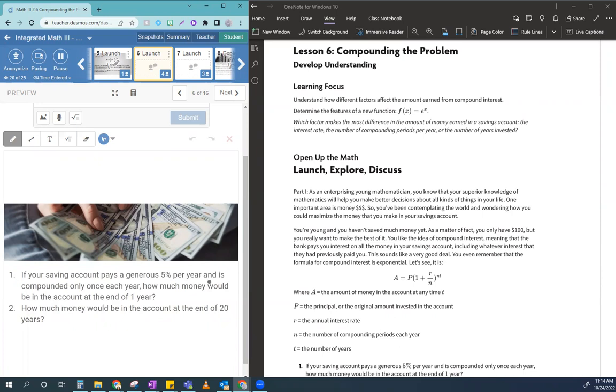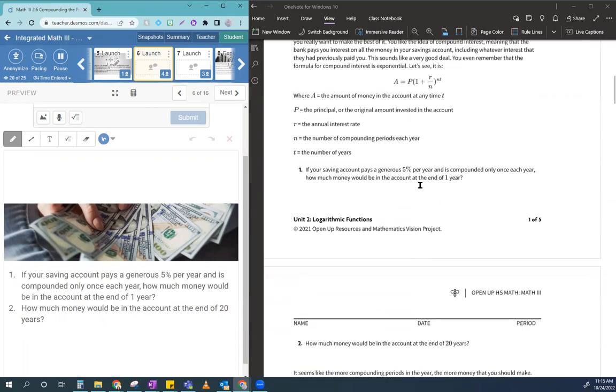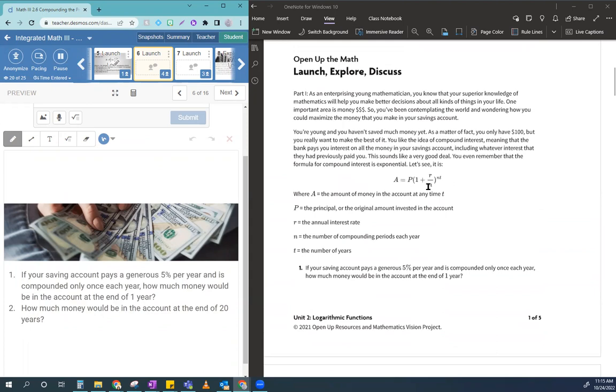Okay, so 5% per year and is compounded only once each year. How much money would be in the account after year 1? How much money would be in the account after 20 years? Okay, so I need to use this equation to do this. I'm going to take this equation and plug all the stuff they told me into it.